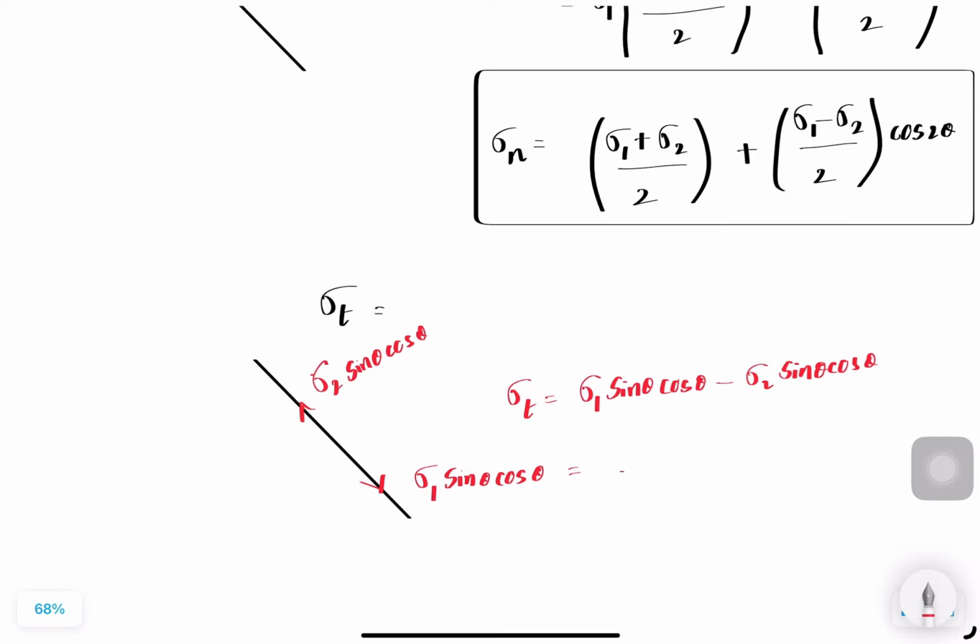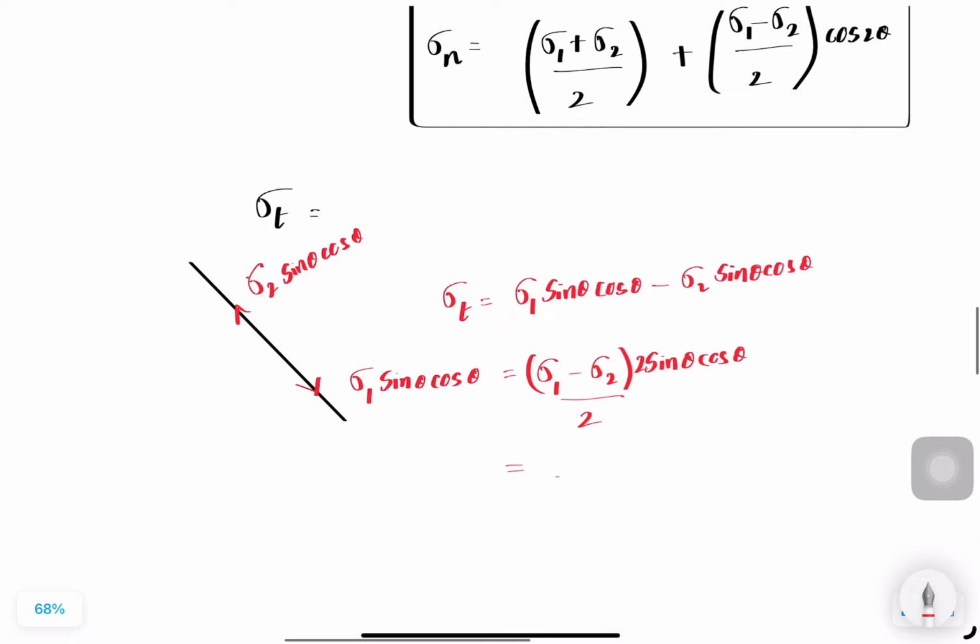So I can pull the common terms outside, and I'll be getting sigma 1 minus sigma 2 into sine theta cos theta. Now I can multiply and divide by 2, so I'll be getting sigma 1 minus sigma 2 divided by 2, times 2 sine theta cos theta, which can be written as sine 2 theta. So that's the expression for the total tangential stress. All right then.